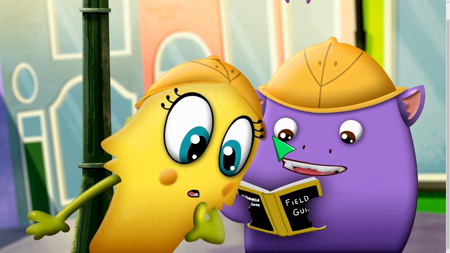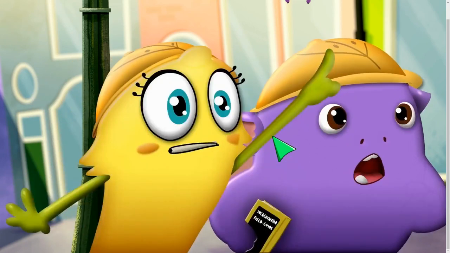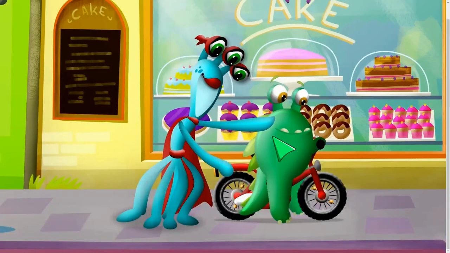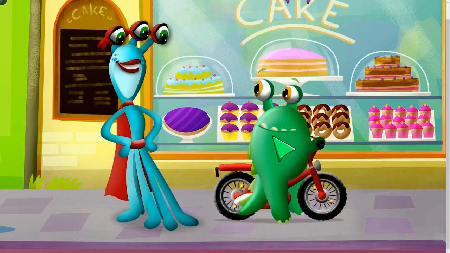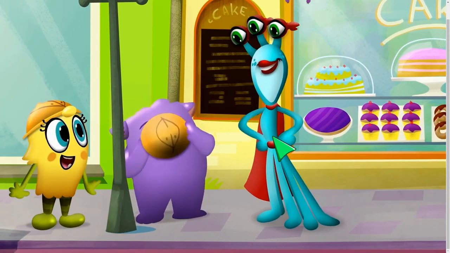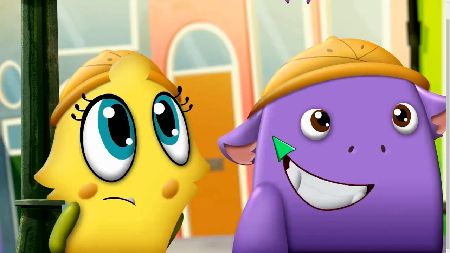Critterwatch Field Guide says that she can usually be found after school in the local area. Saving someone's day! That tickles! Don't worry, I sometimes get distracted by the cakes too. Oh, hi guys! It's such an honor to watch you work! Thanks. How can I help you today?